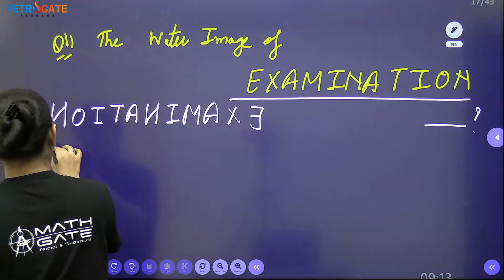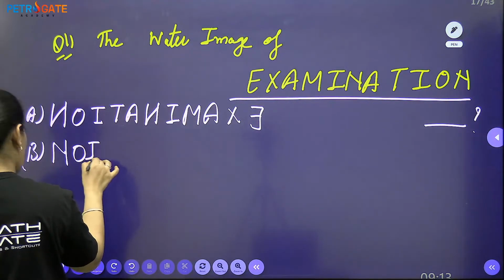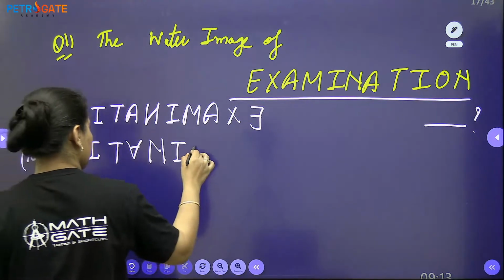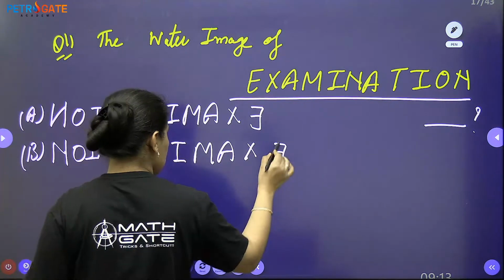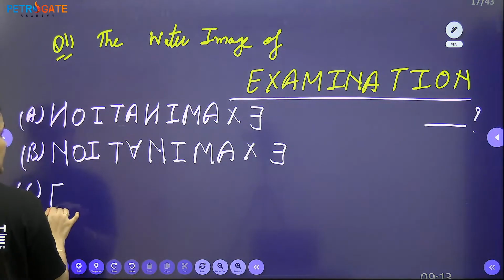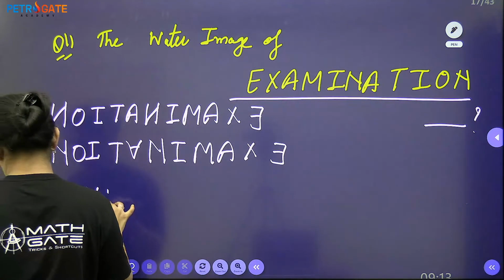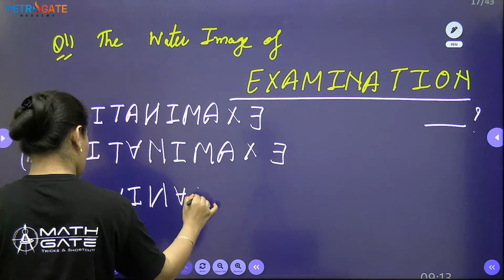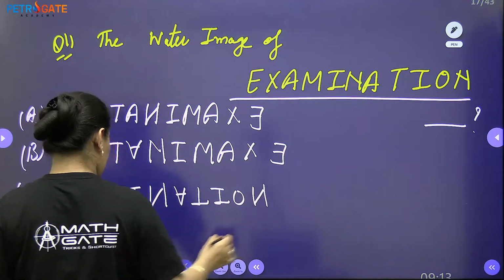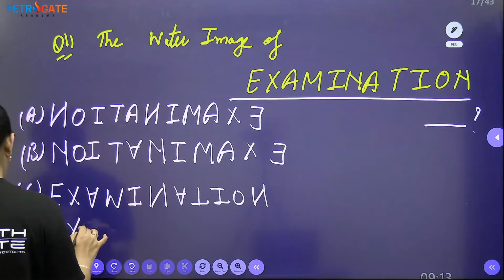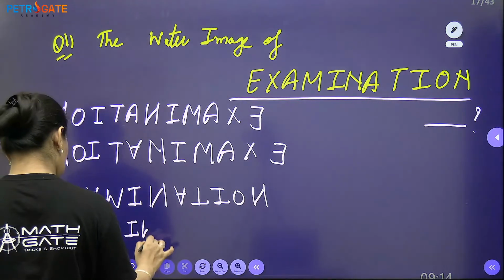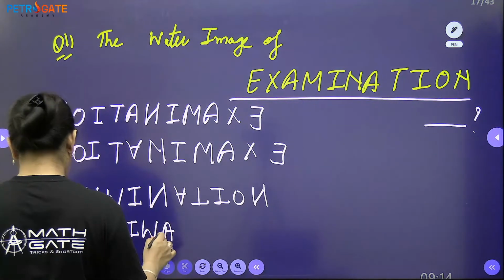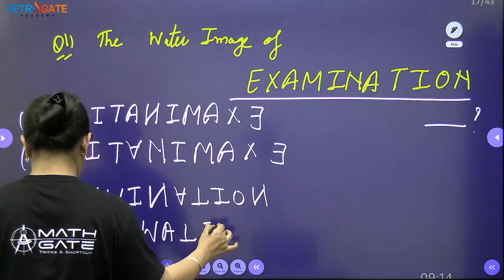When we go for option number B, it looks like N O I T A N I M A X E. When we go for the third one, it looks like E X A M I N A T I O N. And when we go for the last option, it is E X A M I M A T I O N. This is N and this is M.